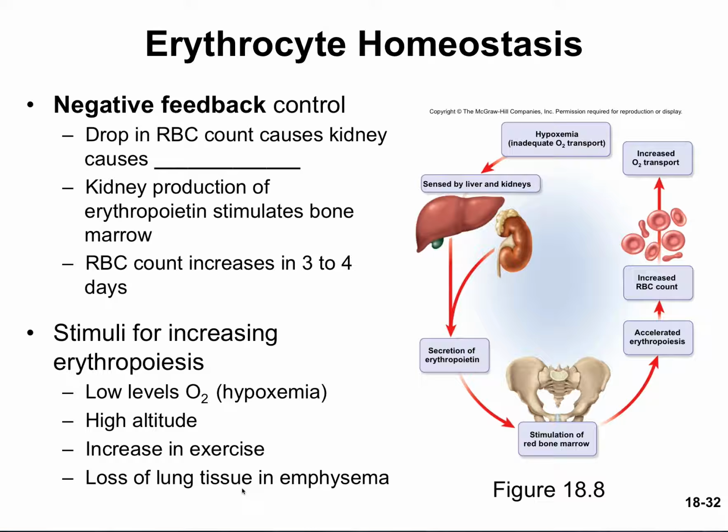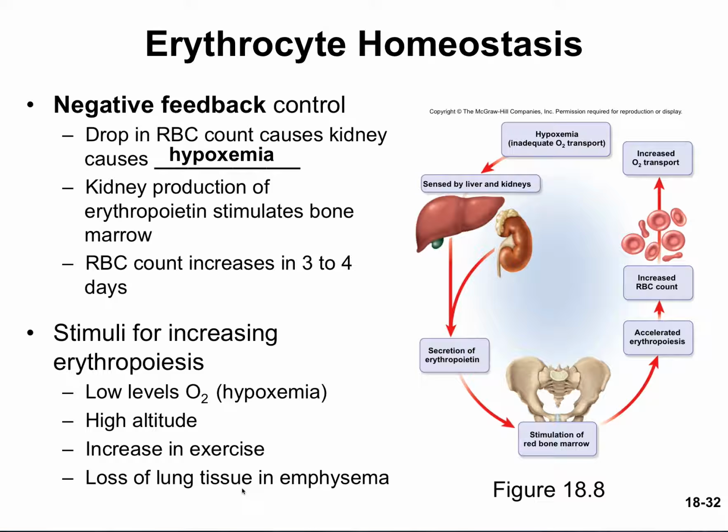Erythrocyte homeostasis is a negative feedback control. A drop in red blood cell count causes hypoxemia. Kidney production of erythropoietin stimulates bone marrow. Red blood cell count increases in 3 to 4 days. The stimuli for increasing erythropoiesis are low levels of oxygen (hypoxemia), high altitude, increase in exercise, loss of lung tissue, and emphysema.